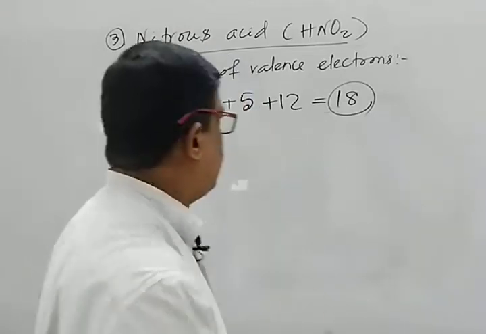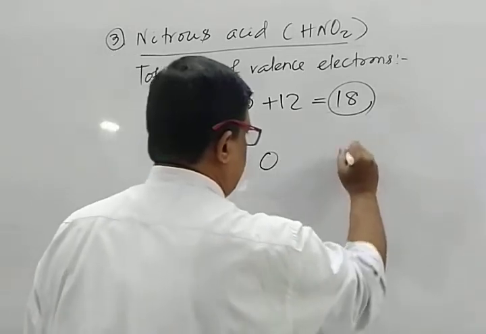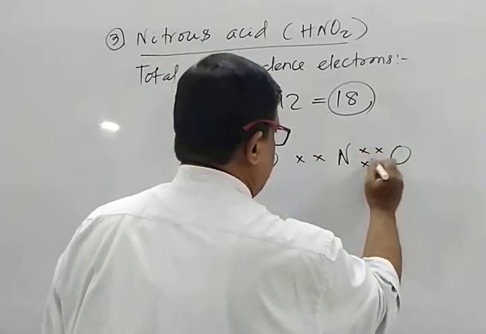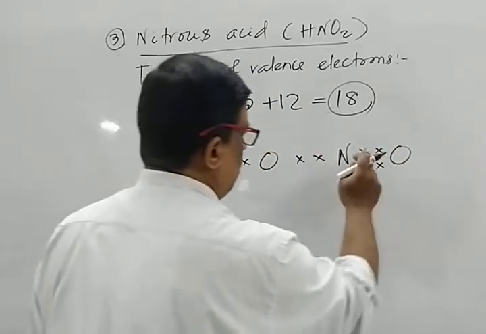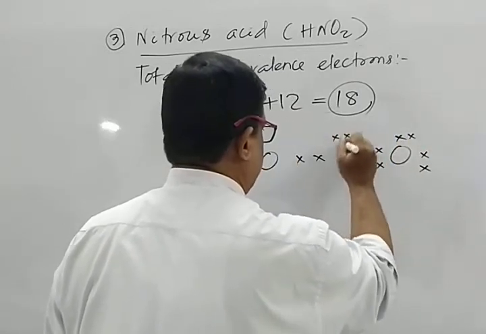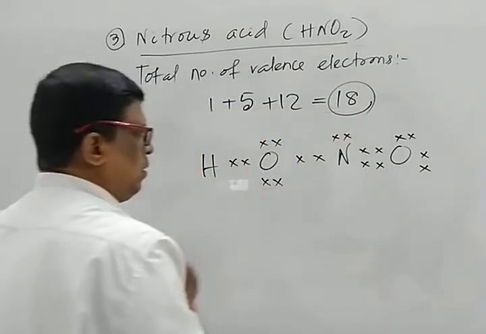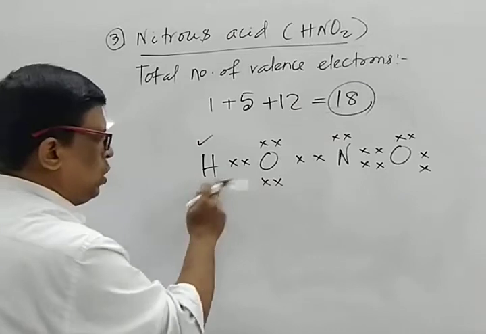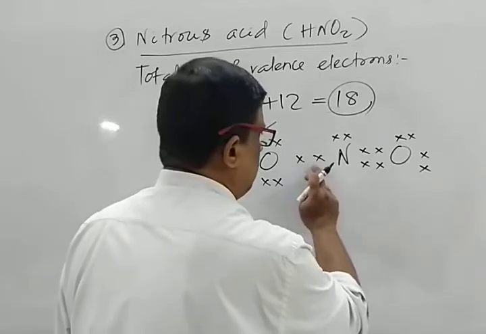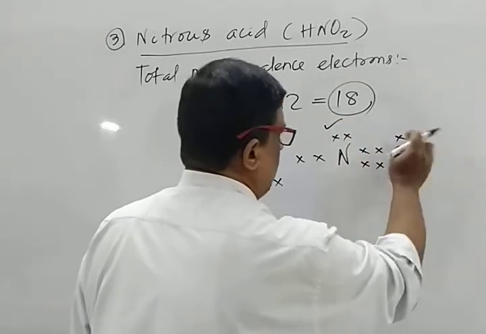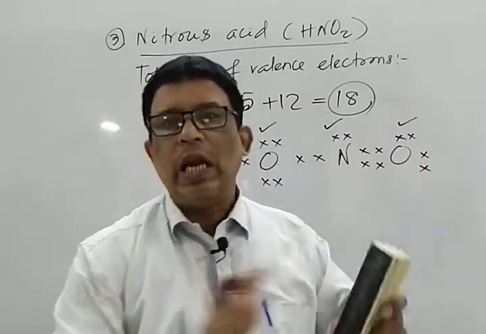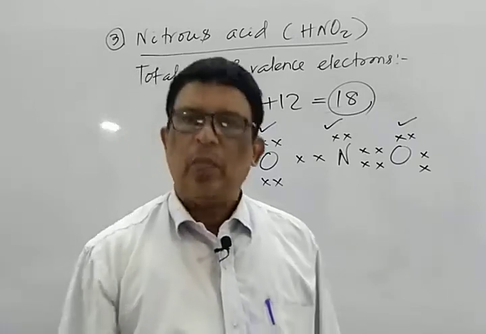Then we have to go through a skeleton. HO, NO, 1 pair, 2 pair, and count up to 18. Mark that. This one is satisfied by duplet. The others are each satisfied by octet, 1, 2, 3, 4, 5, 6, 7, 8. So this skeleton representation depends upon practice.